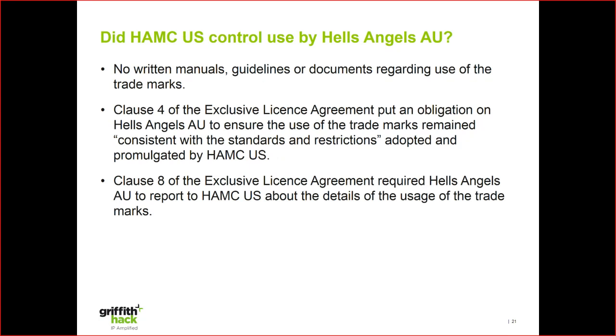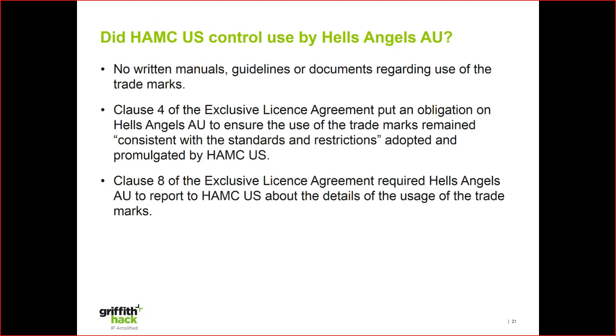So Justice Greenwood had to go through and have a close look at what was going on between Hells Angels in the US and Hells Angels in Australia. Now, there was a lot of evidence, some given by some bikies who were about 80 years old. It was quite an entertaining read. And they said, which is not surprising, that they didn't have any written manuals or guidelines. What they did was normally oral, and this is in relation to the use of the trademark.